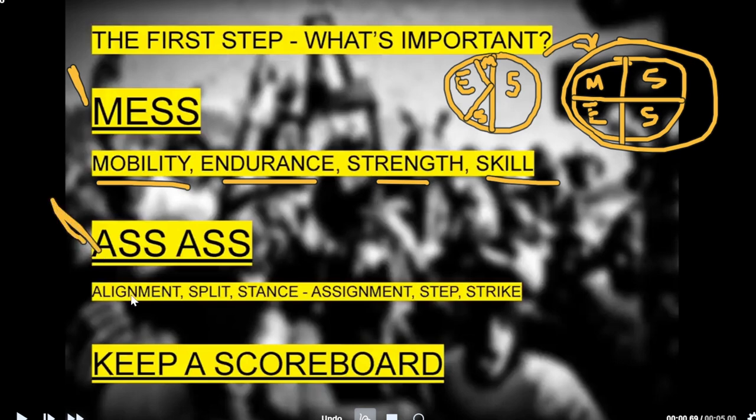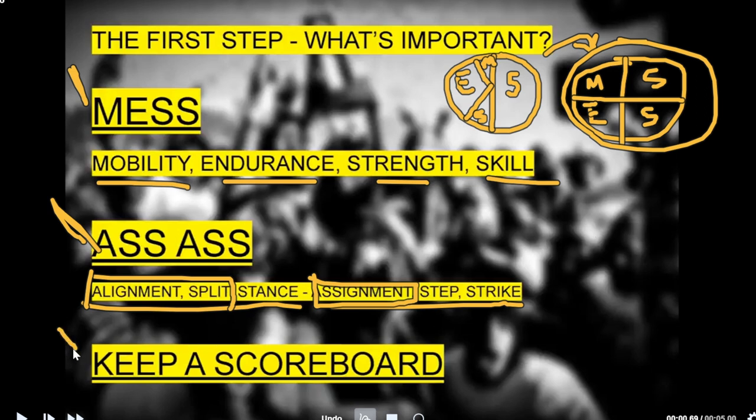The second one here is ASS, and this is just our fundamentals and foundations: alignment, split, stance, assignment, step, strike. So I want this training to correlate with this. Alignment and split, you train with every drill that you do. Having the focus on alignment and split in terms of the squat rack, where you're loading up from, the bench press, how are you gripping the bar? The guys that don't focus on that have bad alignments and splits. And it also correlates with your weight. The next one that is off the table a little bit is the assignment, which comes to the coaches. So I want to make sure that we're attacking stance, step, and strike with this.